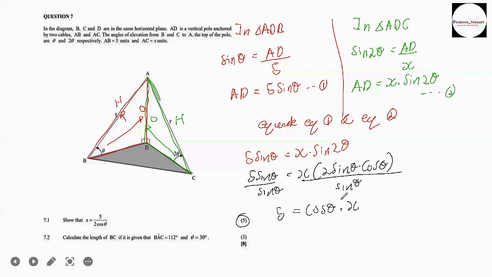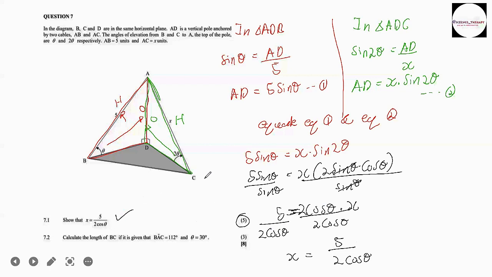Okay, so we still have the 2: 2 cos theta. Remember, sine theta and sine theta cancel out. Then to make X the subject of the formula, let's divide both sides by 2 cos theta. Then X is equal to 5 over 2 cos theta, which is exactly what we were trying to show. So your 5 marks, just easy like that.